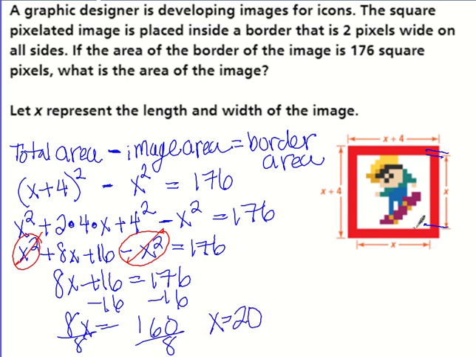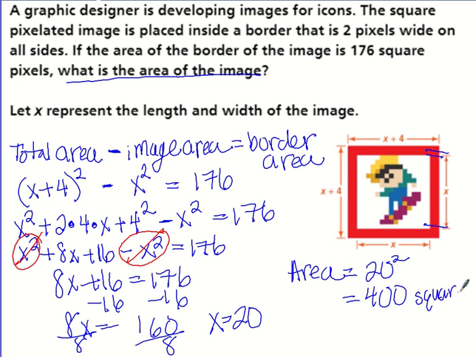Now that only gives me the side length. It wants to know what is the area. So for the area, we're going to do 20 squared, and that's going to get me 400. And there we go. It's 400 square pixels. There's your answer.